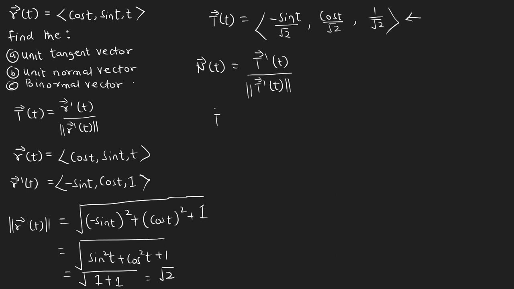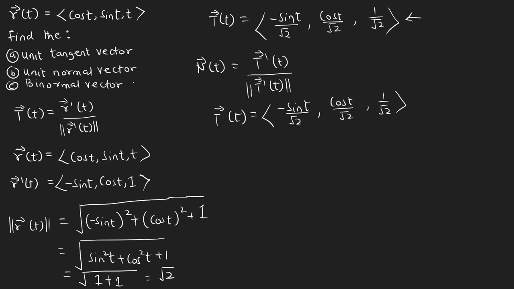Let me write the function so that we can continue from there. We have minus sine t over square root of 2, comma cosine of t divided by the square root of 2, and then 1 over square root of 2.